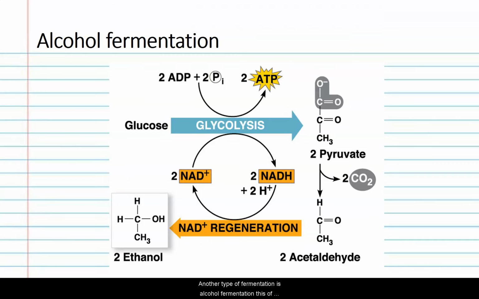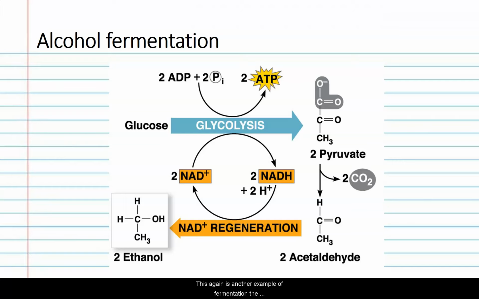Another type of fermentation is alcohol fermentation. This, of course, is going to be my favorite because this is what we use to make a lot of wonderful products like our bread and our beer and our wine. Alcohol fermentation is performed by a variety of microorganisms where they take glucose, they convert glucose to pyruvate through glycolysis, but then they use that pyruvate again as an electron sink, but here we're using different enzymes and different chemical reactions, and the products of this particular fermentation pathway are carbon dioxide and ethanol, or alcohol.